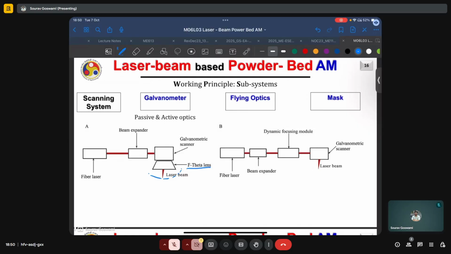Of course, on the other hand, flying optics are expected to have lower scan speeds than galvanometer based systems because lasers generally consist of very sophisticated and very costly optical systems which cannot be just moved around at very high speeds because it risks damaging them. Or the scanning system may also consist of something like a mask and flood lighting. However, I'm not aware of any commercial systems that use such a process.